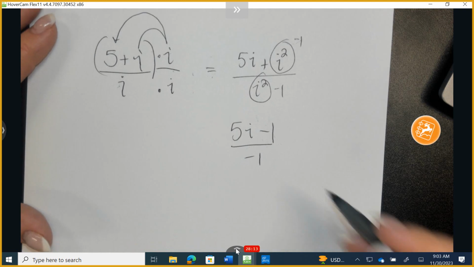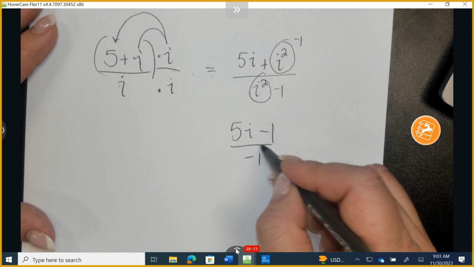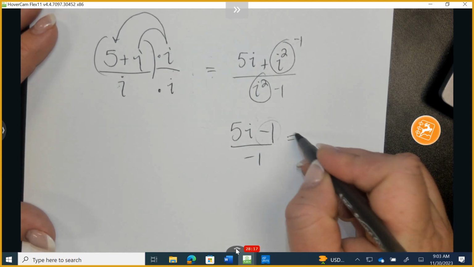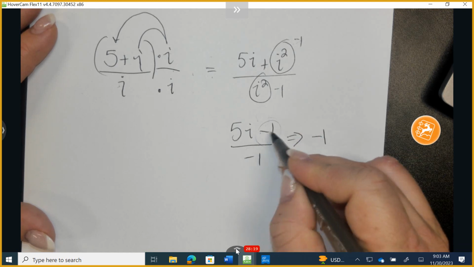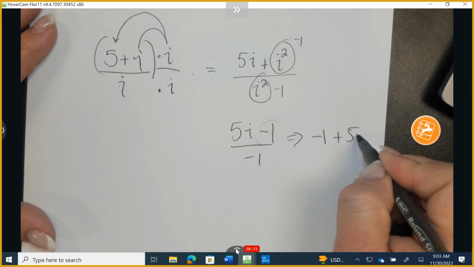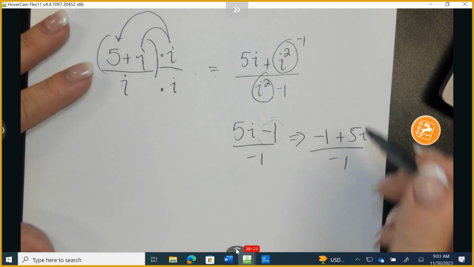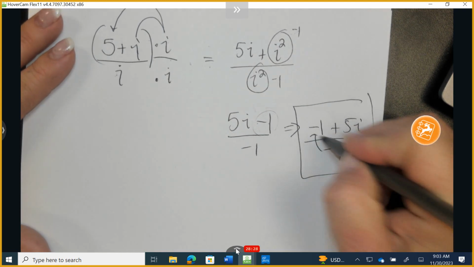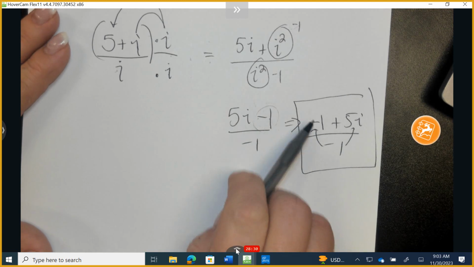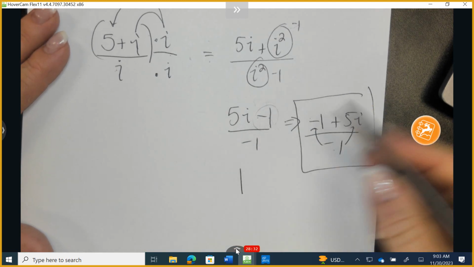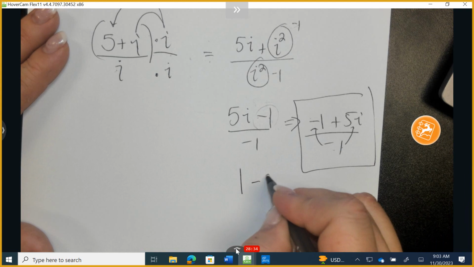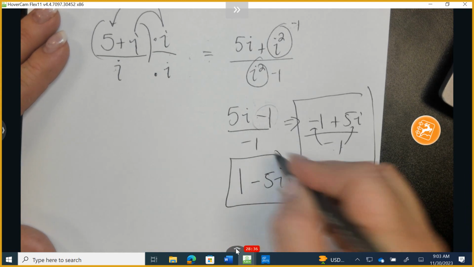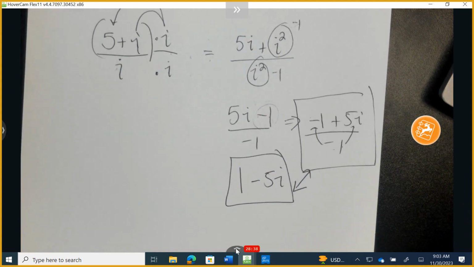And I'm going to put the real portion first. So the real portion is the part of the complex number that has no i. So I have a negative 1 and a positive 5i over negative 1. If you want to leave it like this, that's adequate for me. Otherwise, we could divide each one of these by negative 1. Negative 1 divided by negative 1 is positive 1. And 5 divided by negative 1 is negative 5i. This is equivalent to this. It no longer has an i in the bottom, and that's what my goal was.